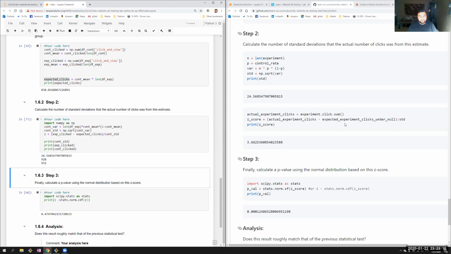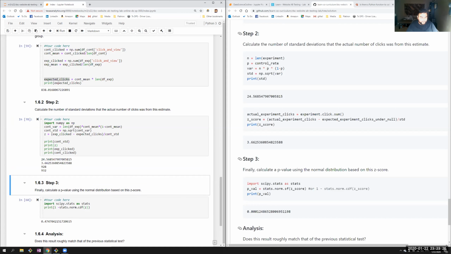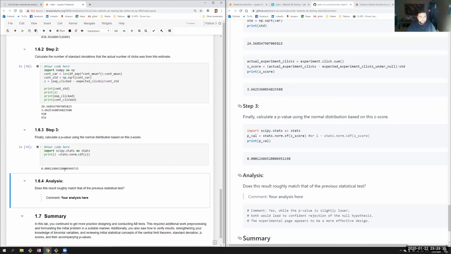Okay, see now that gets us, no wait, hang on. Oh, I didn't print Z, I'm sorry. It started raining here, guys. Yeah, I got the same Z, so that makes sense. So now let's just run this cell again. And I got the same p-value as they did.